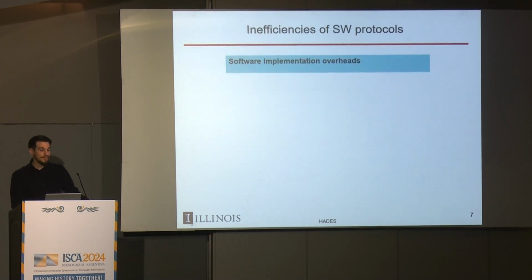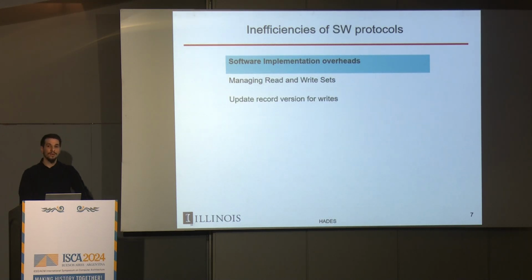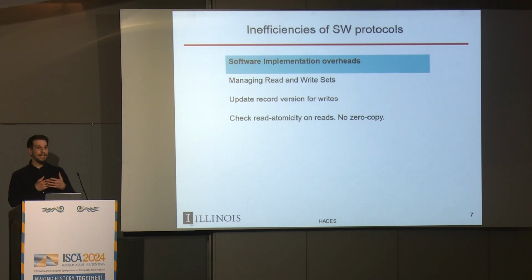All this extra stuff causes inefficiencies in software protocols, and this is because of multiple implementation overheads. There is overhead for managing the read and write sets. There is overhead for updating the versions when we perform writes. There is overhead for checking read atomicity on reads. We cannot simply perform zero copy reads. We have to first read the record into a temporary variable, make sure that all the cache lines are indeed of the same version, or that no write was interfering with me, and then store it in our actual variable.